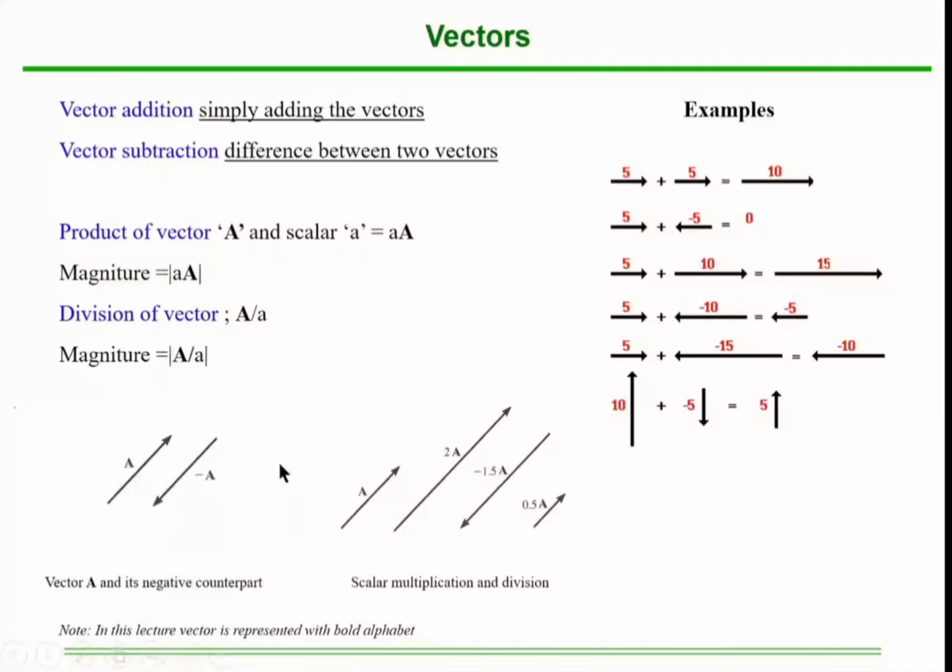And you've got some of the examples given here. This is vector A, and minus A is basically the same magnitude but in the opposite direction. Here vector A has been multiplied by 2, so the magnitude has increased. It's been multiplied by minus 1.5: its magnitude has been increased by 1.5, but because of the negative sign, it's in the opposite direction. And then you've got 0.5A. Basically, you divided your magnitude by 2, and you have reduced the vector.